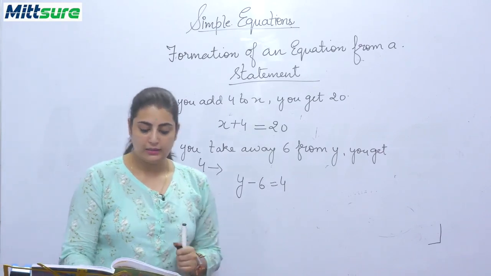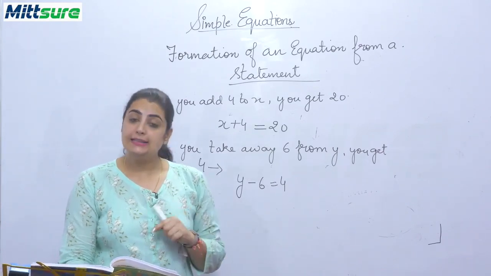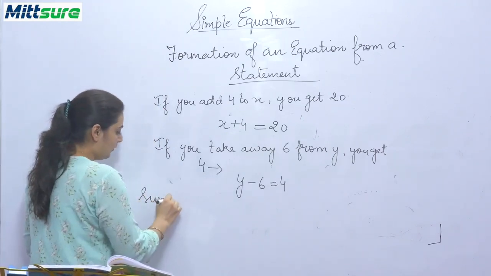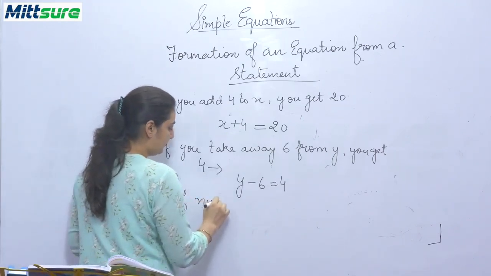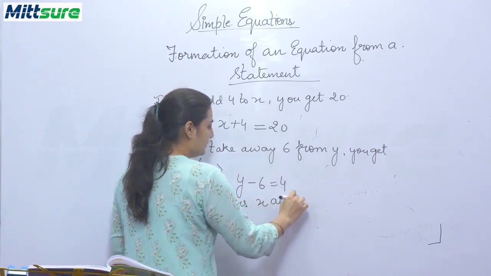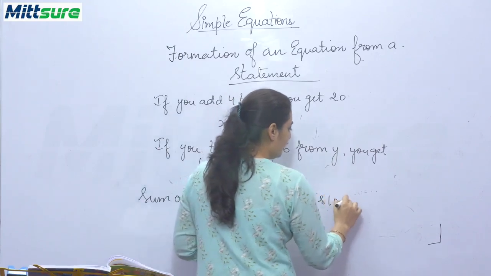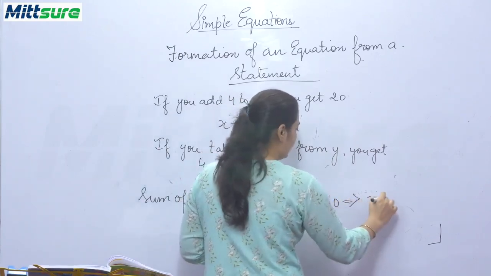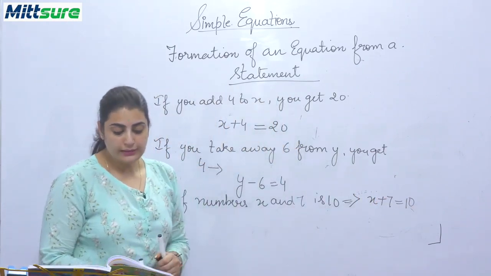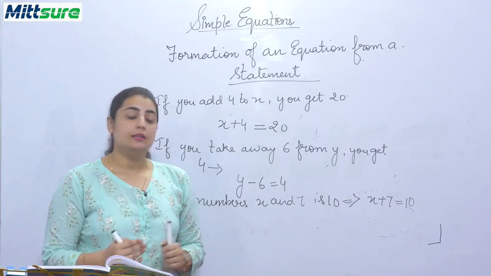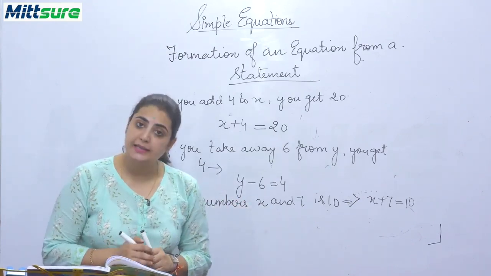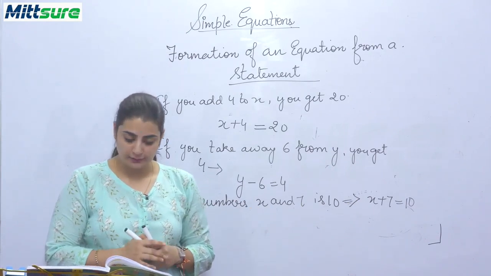Now suppose the sum of numbers x and 7 is 10. So the equation becomes x plus 7 equals to 10. In such cases, this is how whatever information is given in the form of a statement could be expressed in the form of an equation also.